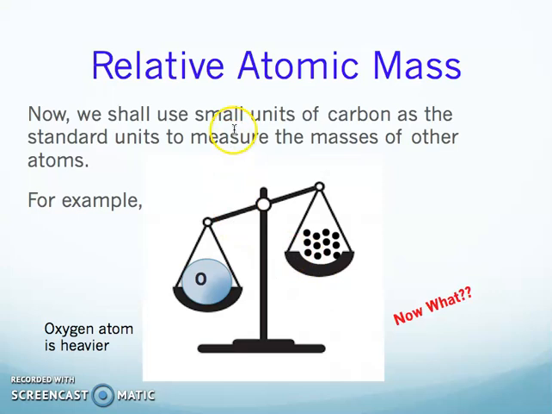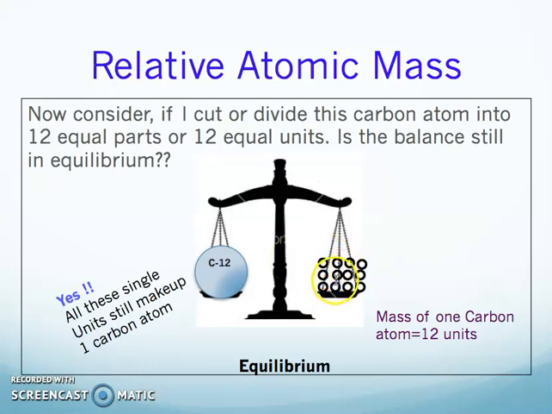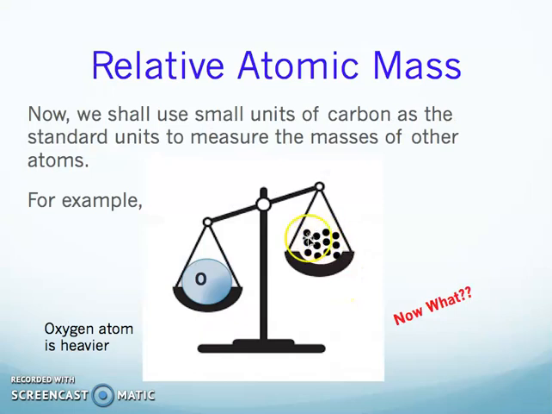Now we shall use small units of carbon, or 12 units of carbon, as standard units to measure the masses of other atoms. For example, we put the same 12 units of carbon atoms on the right-hand side, just like in the previous example we had put right here. Okay, so these are the same 12 units of carbon atom we have put on the right-hand side pan of this equilibrium, and we have replaced carbon 12 with an oxygen atom.